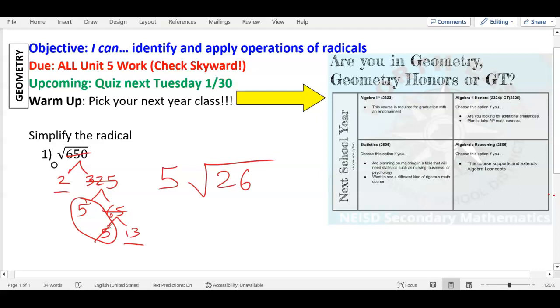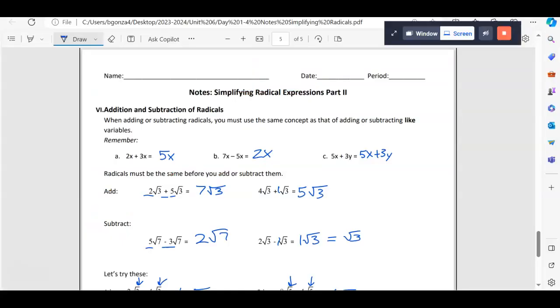Okay? Now, everyone, you need your notes from yesterday. We finished the first page. So turn it over. Yeah, we did. Did you? Okay, well. So go to the page that says multiplication of radicals. Let's do that.